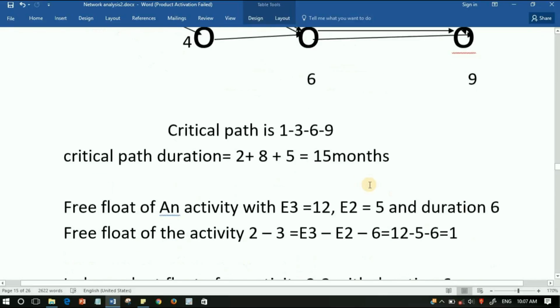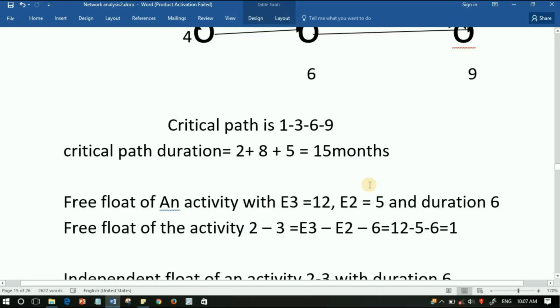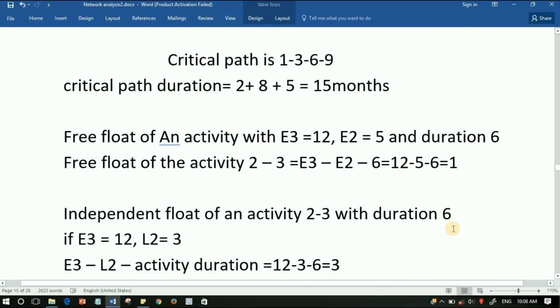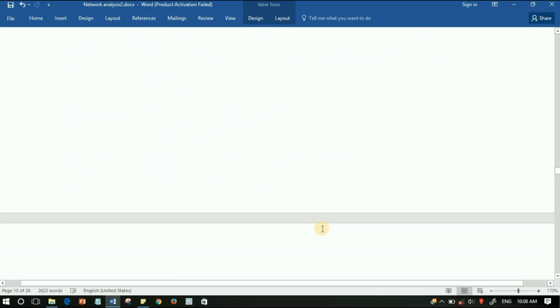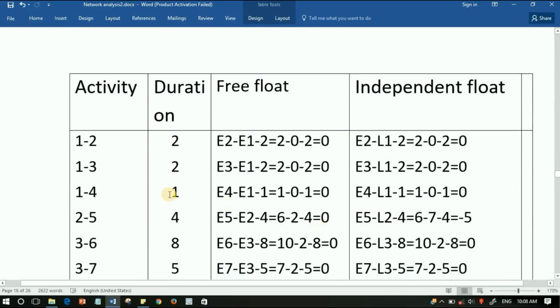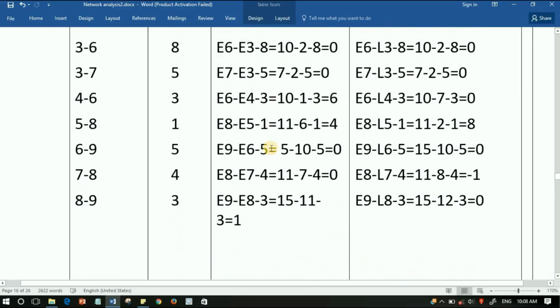Now we are going to find the free float of an activity. Already we discussed that free float of activity 2 to 3 is equal to E3 minus E2 minus activity duration, that is equal to 1. And the independent float of activity 2 to 3 is E3 minus L2 minus activity duration. In the following table, you can find all the independent floats and free floats.